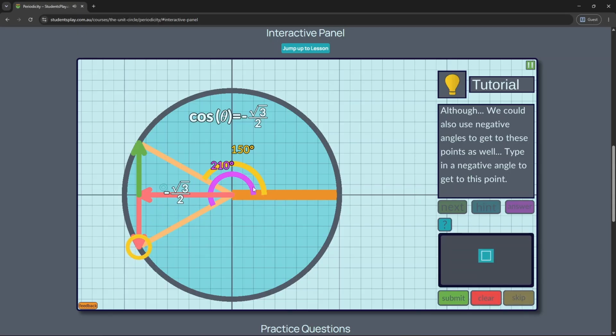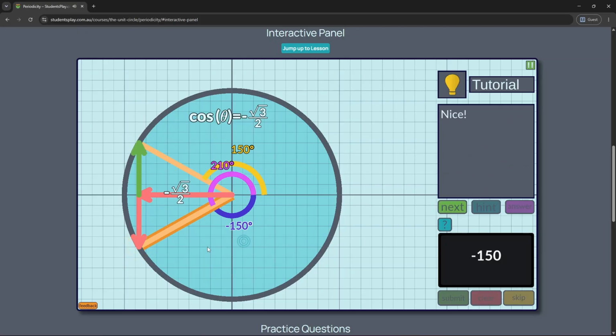Type in a negative angle to get to this point down here. Alright, that's like 180 and then come back a bit. So like 140 maybe? Oh, I used positive instead of negative, my bad. So negative 140. Okay, what about like negative 150? Oh, okay. Nice.